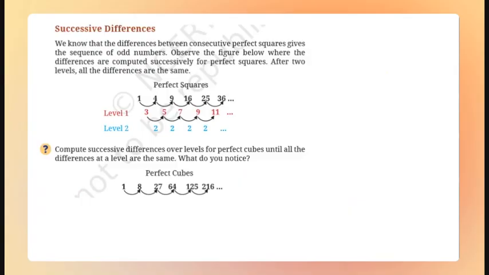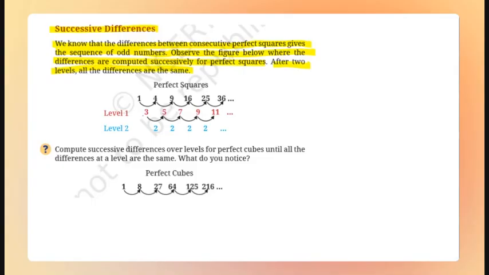Now the next topic is successive differences. We know that the differences between the consecutive perfect squares gives the sequence of odd numbers. Observe the figure below where the differences are computed successively for perfect squares. After 2 levels, all the differences are same. तो यहाँ पे आपके परफेक्ट स्क्वायर के कुछ नंबर्स लिखे हुए हैं लाइक 1, 4, 9, 16, 25, 36 और ये सारे कॉन्जिक्यूटिव परफेक्ट स्क्वायर नंबर्स हैं. आपने क्या किया, इन कॉन्जिक्यूटिव परफेक्ट स्क्वायर्स के डिफरेंसेस निकाले.